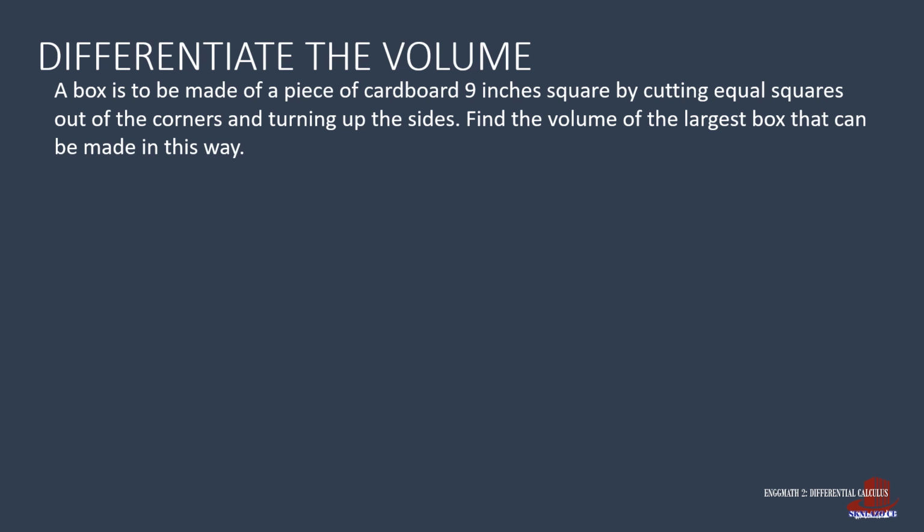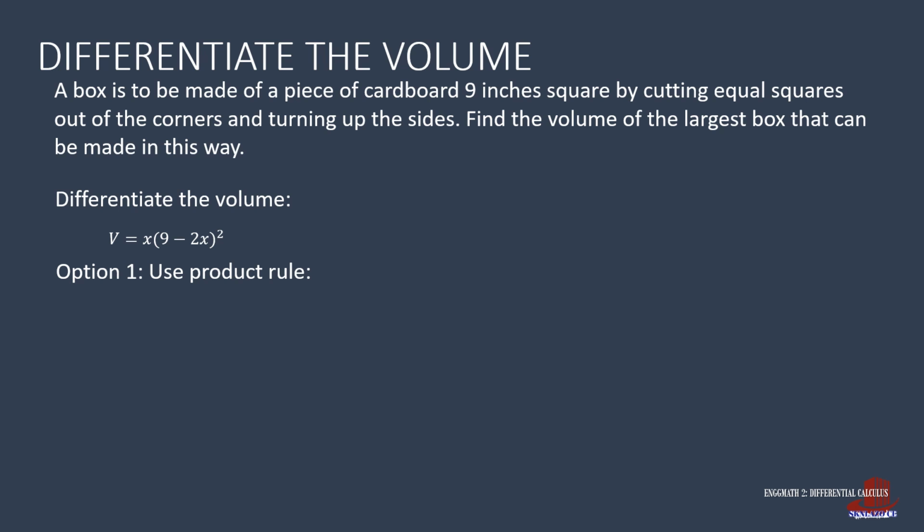Having the volume given in a single variable x, we are ready to differentiate. We can take the derivative of the function in different ways. The first option is to take it as it is and differentiate using product rule. The derivative of the volume is then dV over dx, which is equated to the first term x multiplied by the derivative of the second term, the square of 9 minus 2x. Add to this the second term times the derivative of the first.